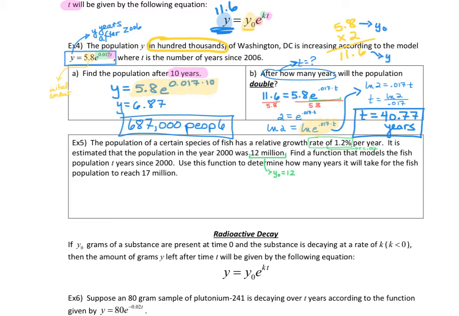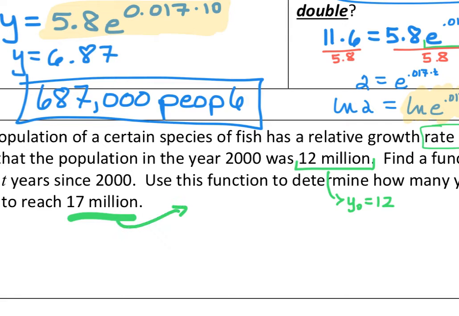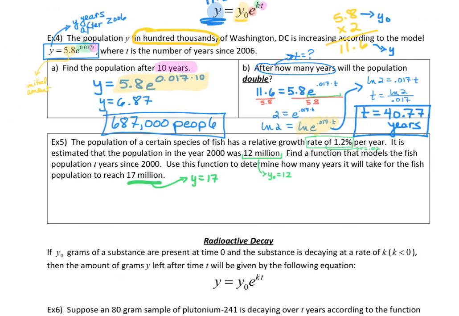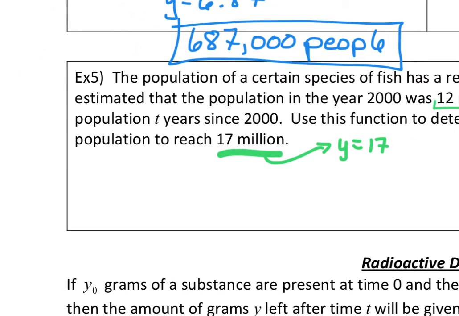And so you're going to look for how many years since 2000, sorry. You're actually computing that value t if your final population is this 17 million. So y equals 17, y sub 0 equals 12, and your rate is 1.2% per year. And so this is, again, that y sub 0 formula up above.